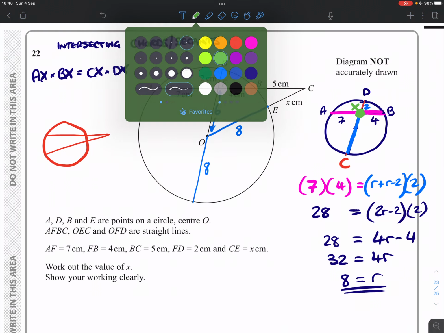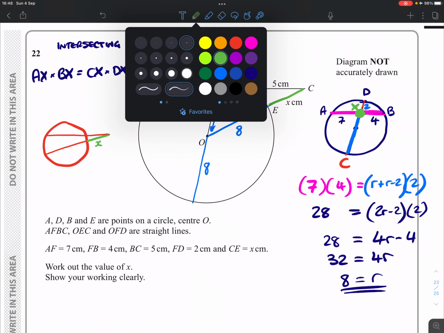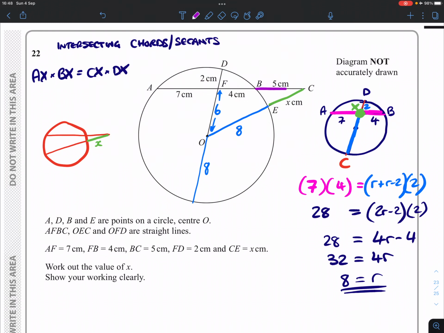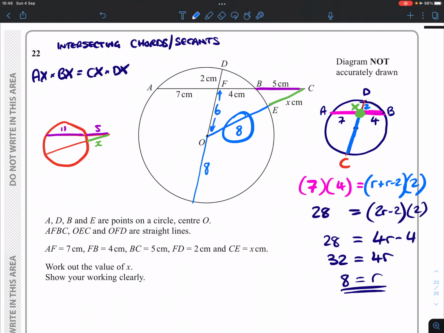We have x, which is this part, that's the unknown. We know that this part here is 5. We know that this is 7 and this is 4, which combined is going to make 11. You'll see why we'll want that in a moment. And then on the inside of the circle, we have this 8 here, but then we also need to extend that in order to get this whole length here. Of course, this is the center of the circle as well, so that's going to be 8 plus 8, 16, is what we're going to end up with for this here.